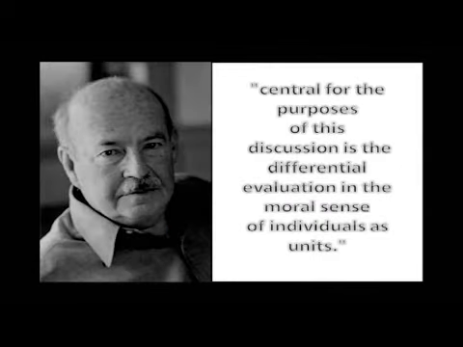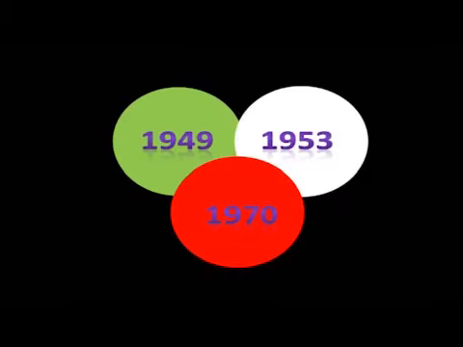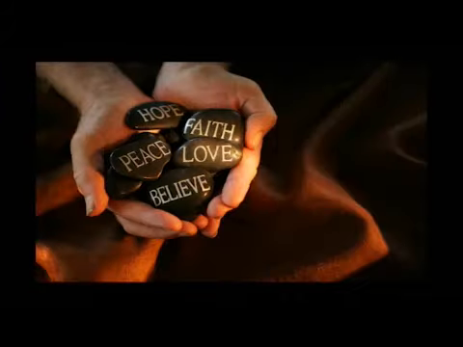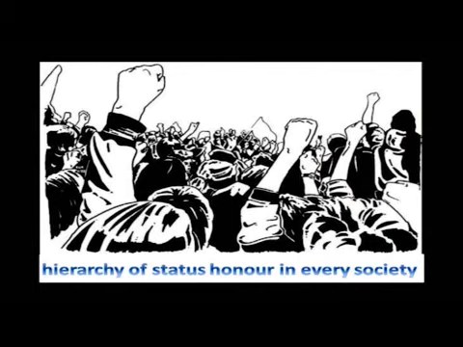In his first article on social stratification in 1940, Parsons wrote that central for the purposes of this discussion is the differential evaluation in the moral sense of individuals as units. In his subsequent works on social stratification in 1949, 1953, and 1970, this theme was continued. What Parsons meant by this, as in the Warner School, is that status or honor is the most important dimension of social stratification. People are evaluated and ranked by others in terms of how well they live up to the dominant values in the society. Whatever these values may be, this means that there will always be a hierarchy of status honor in every society.